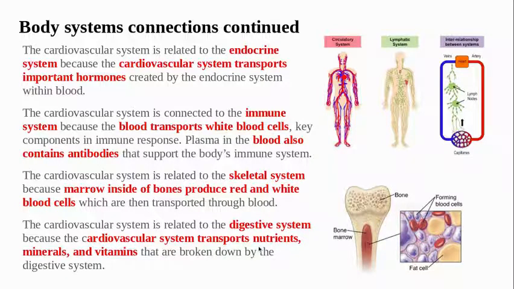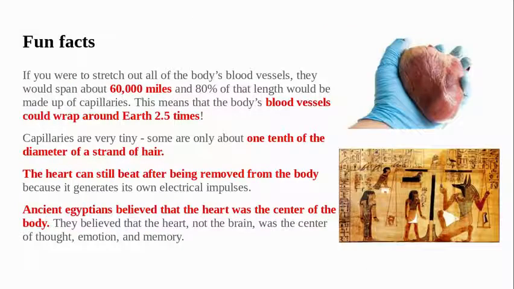And then the cardiovascular system is also related to the digestive system because blood transports nutrients, minerals, and vitamins that are broken down by the digestive system. So then just to end off, there are some fun facts. If you were to take out all the body's blood vessels and stretch them out, they would stretch 60,000 miles, which means that one human's blood vessels can wrap around the earth 2.5 times. And then capillaries are very, very small, so some are only about 1/10 of the diameter of a strand of hair. So we talked about the shape of red blood cells. And they're very flexible because they have to be able to go through these tiny capillaries.